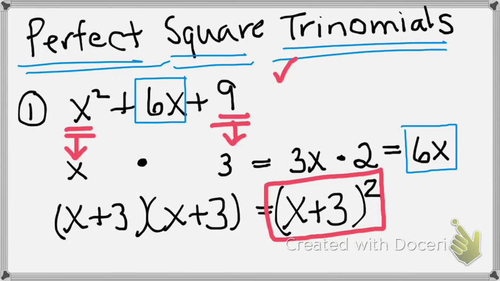Now everybody's like, where do you get the x? Where do you get the 3? They come from the square root of your first term, they come from the square root of your last term. But again, it only works if those two terms are perfect squares and double the product of them is the middle term.